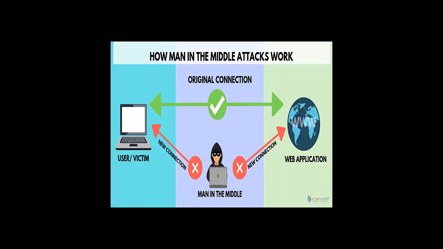Let's now look at the man in the middle attack and how it works. The man in the middle attack is an attack that occurs when an attacker inserts himself in between a user or a victim and the web application. The main goal of the attack is to steal private information such as login credentials and private bank information. To fully understand how this attack functions, we're going to look at the following diagram in the next slide.